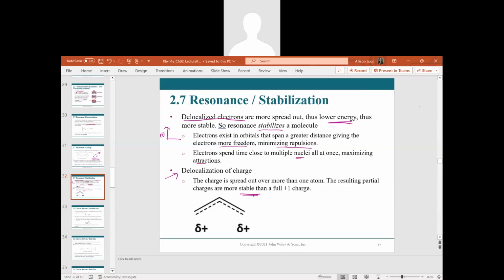So that's everything from section 2.7. We will continue with 2.8 in the next video.